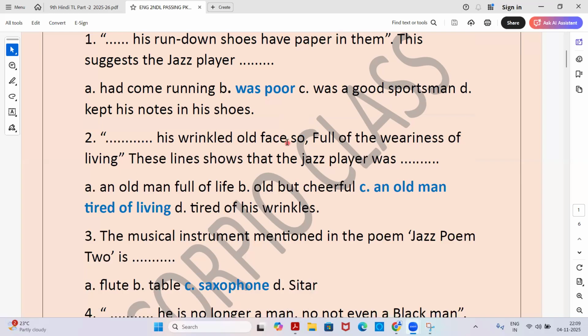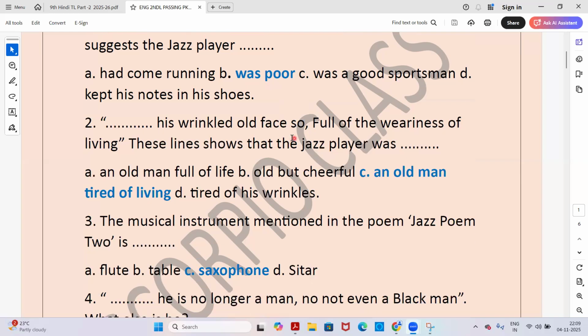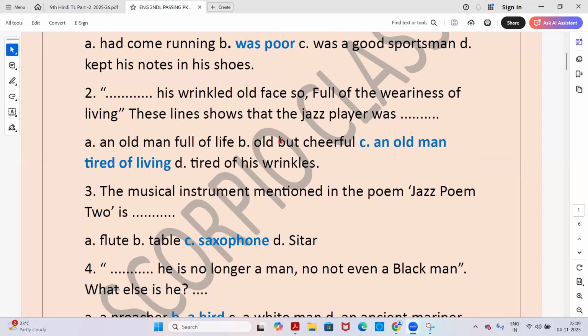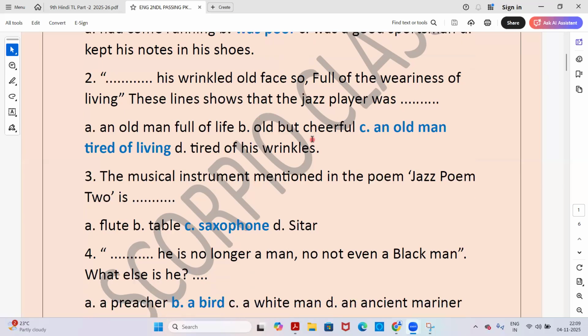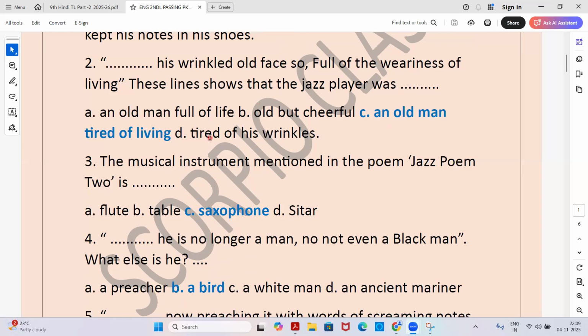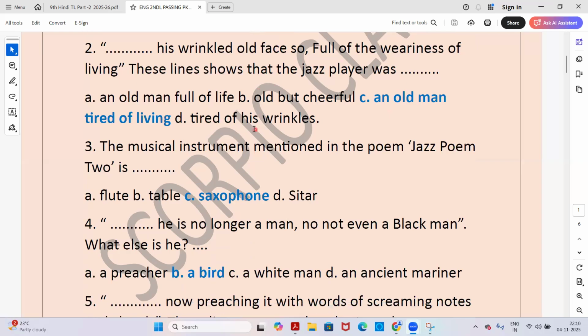Question 2. His wrinkled old face so full of the weariness of living. This line shows that the jazz player was option C, an old man tired of living is the right answer. Here I'm just reading the right answer. If you want, you can pause the video and go through all the 4 options, and then you can identify the right answer as well.